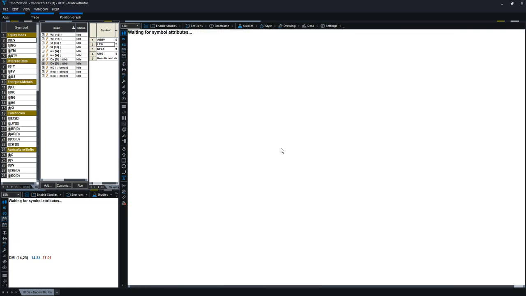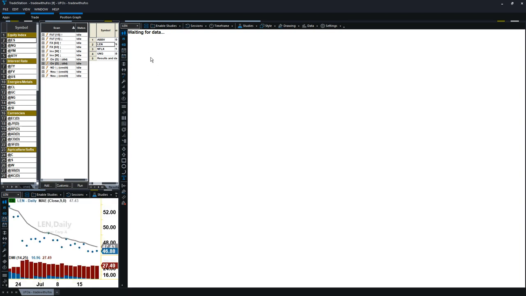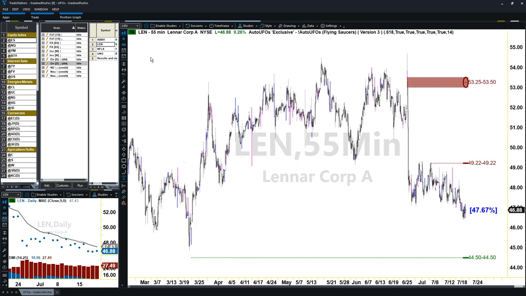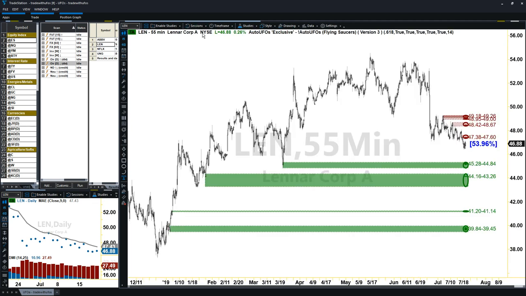So we just saved a lot of losses thanks to looking at that probability metric. That stock is not the best candidate to trade, and as you know, I strongly recommend avoiding trades on that stock because of that. So with LEN, we got 47% with pre and post market. If we look at regular session, we got 53, so that's fine.